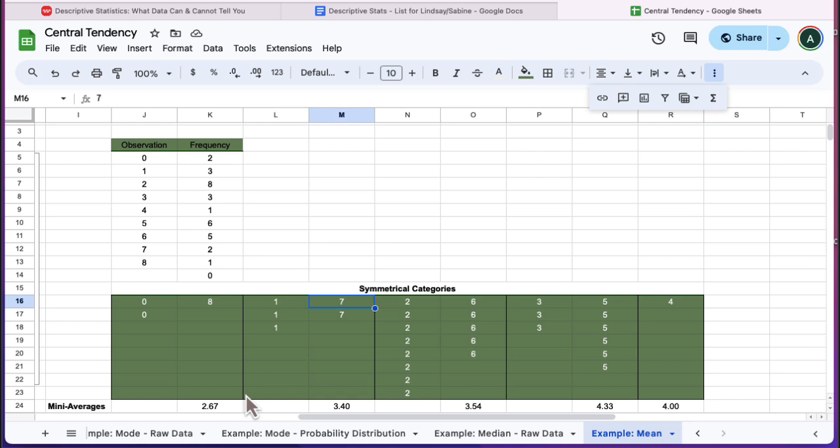Once again, 1 plus 7, the midpoint is 4. 1 plus 7 is 8, 8 divided by 2 is 4. 2 plus 6 is 8, 8 divided by 2 is 4. 3 plus 5 is 8, 8 divided by 2 is 4. And then 4, the average is 4.